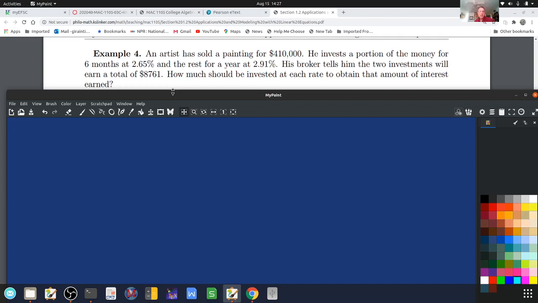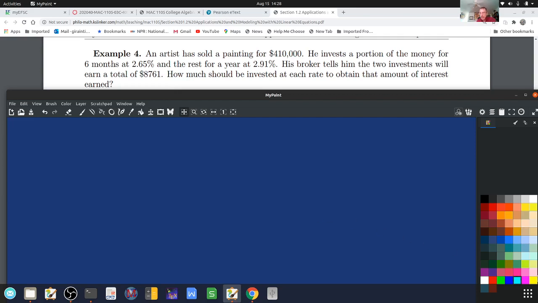So an artist has sold a painting for, oh wow, that's a lot, $410,000. He invests a portion of the money for 6 months at 2.65% interest, and the rest of the year at 2.91% interest. His broker tells him the two investments will earn a total of $8,761. How much should be invested at each rate to obtain the amount of interest earned?